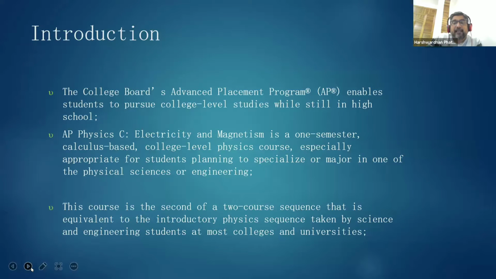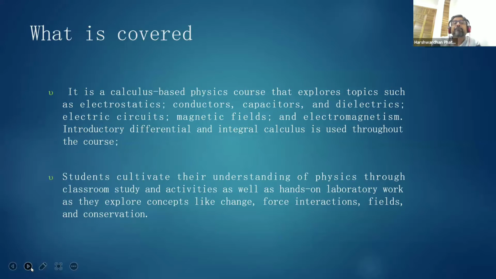This course is the second of a two-course sequence that is equivalent to the introductory physics sequence taken by science and engineering students at most colleges and universities. The first one we've discussed previously is the AP Physics C Mechanics course. So this one is the second in that line. This is electricity and magnetism.